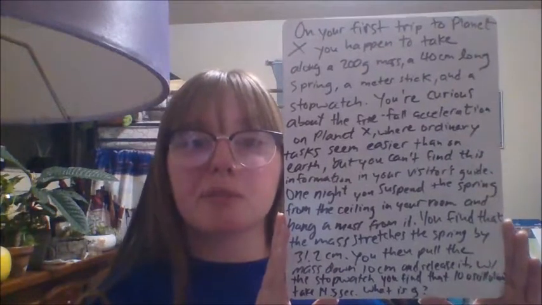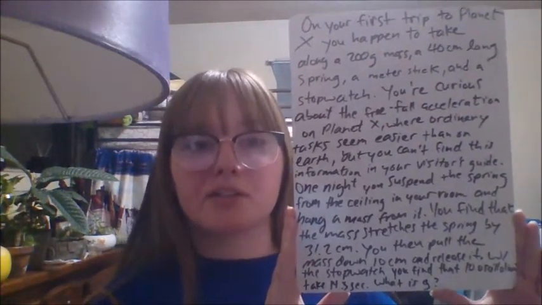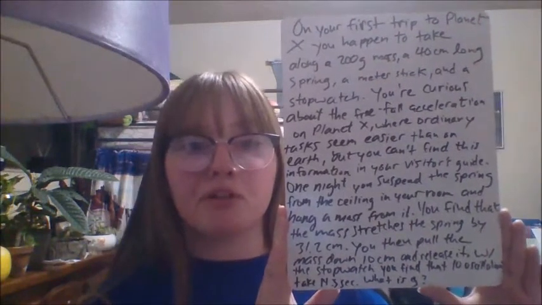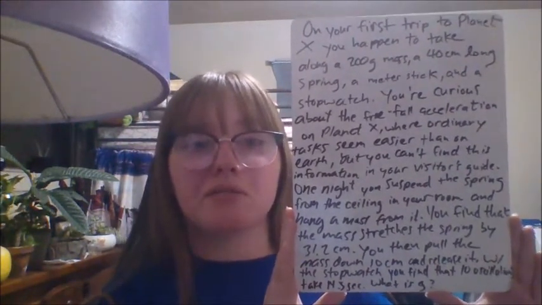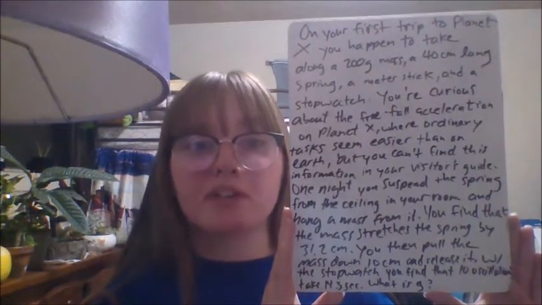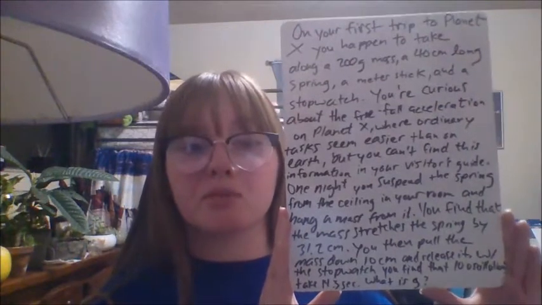One night you suspend the spring from the ceiling in your room and you hang the mass from it. You find that the mass stretches the spring by 31.2 centimeters. You then pull the mass down 10 centimeters and release it. With the stopwatch, you find that 10 oscillations take 14.5 seconds. Based off this information, what is g?